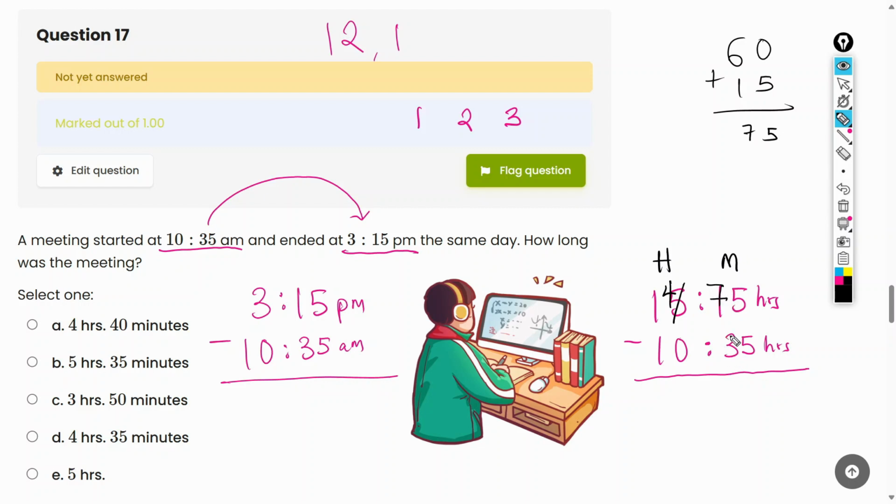And then 75 minus 35, we can subtract that. 5 minus 5 is 0. 7 minus 3 is 4. And then 4 minus 0 is 4. 1 minus 1 is 0. So it means that the time that the meeting took was 4 hours, since these are hours, please, and 40 minutes. 4 hours, 40 minutes. And that is right here.